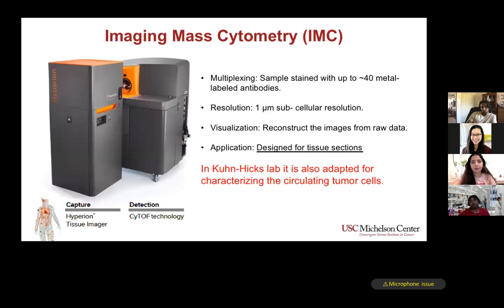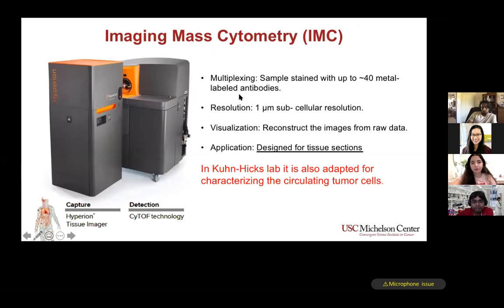So you might have seen the imaging mass cytometry lab. It's a small, maybe the smallest, room in our lab. It has two different units. This one is a CyTOF, also called Helios, a commercial name. And the other one is Hyperion. That's the imaging system.